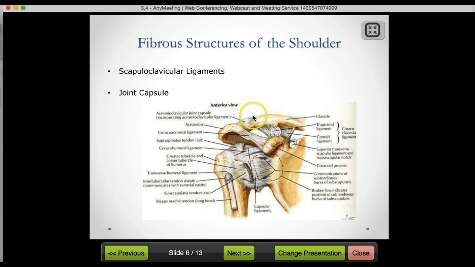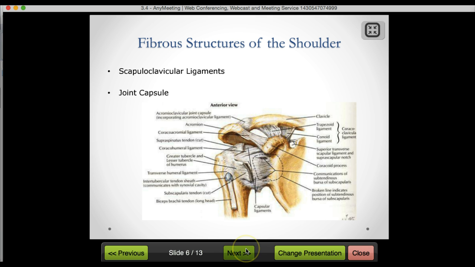Another important structure to note is the AC ligament, the acromioclavicular, meaning it originates on the acromial process of the scapula and attaches to the clavicle. And this is where the term separated shoulder comes into play. If somebody separates their shoulder, they tear this ligament here, and then the scapula will tend to move upwards because there's nothing holding it down.